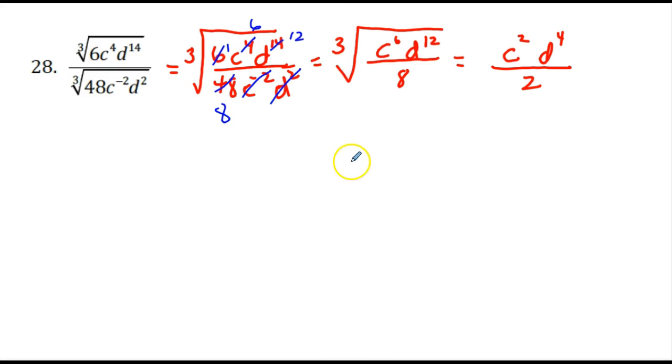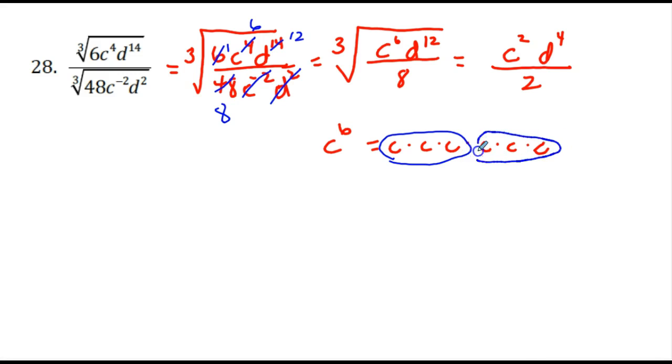In other words, here we've got c to the 6th. I know that that's really c multiplied by itself 6 times, and because I'm taking the cube root, I need to pull out factors of c in groups of 3. So here's a group of 3 factors of c, and here's a group of 3 factors of c. I have 2 groups of 3 factors of c. And we could do something similar for d to the 12th.